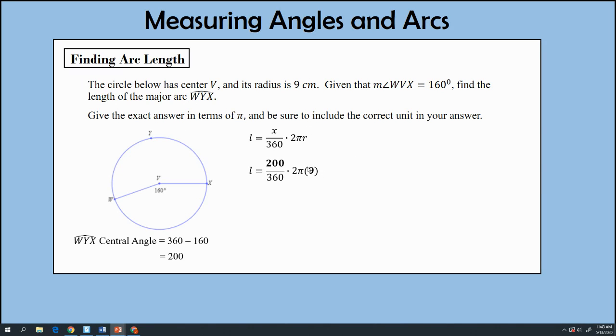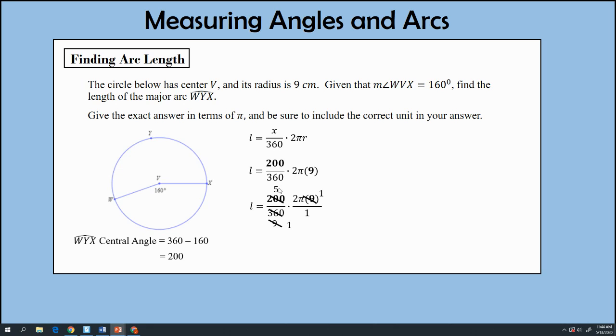Okay, my next step, because we're going to simplify it in terms of pi, is I want to know what my numerators and denominators are. So here are my numerators. It's going to be 200 over 360 times 2 pi times 9 over 1. And I want to start canceling things. Okay, start here. The 200 and 360 can both be divided by a 40. That'll give us 5 over 9. And now notice I got a 9 in the numerator here and a 9 in the denominator, so I can cancel those to get 1s.